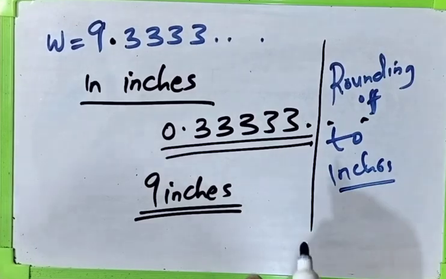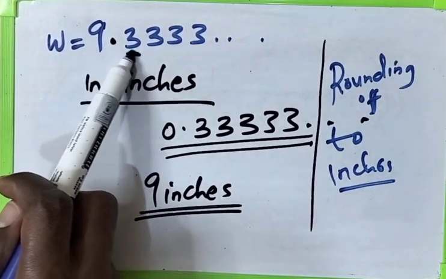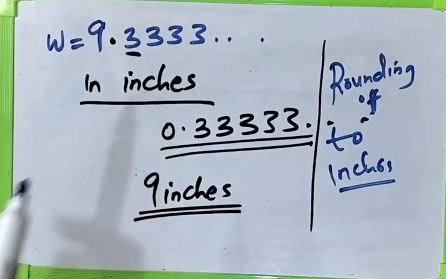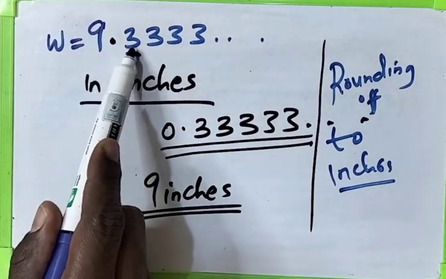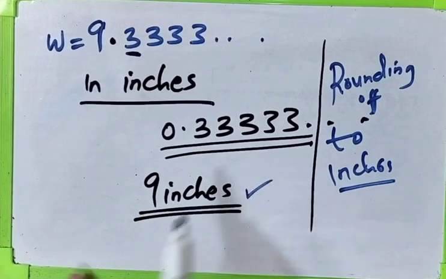What if this was a number 5 or greater than 5, that is half an inch, we could have rounded off to the nearest, we could have added 1 to 9. But now because it is less than 5, in other words, less than half an inch, we just do away with it.